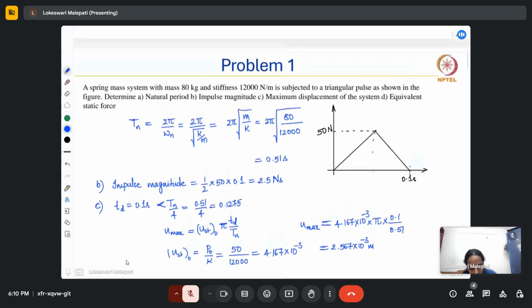And the last part is equivalent static force. That means the maximum static force that would occur because of this displacement. The maximum force is equal to K effective multiplied by U max. This is the maximum force that will be generated. So this is equal to 12,000 multiplied by this 2.567 into 10 power minus 3.